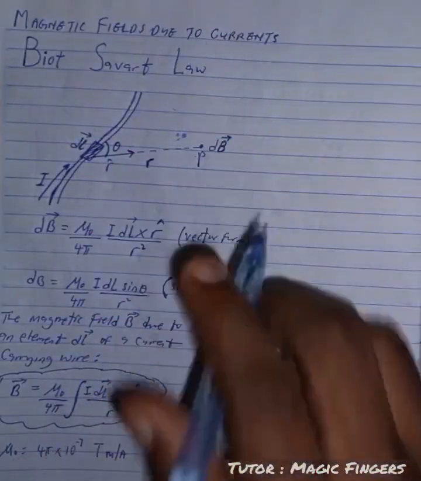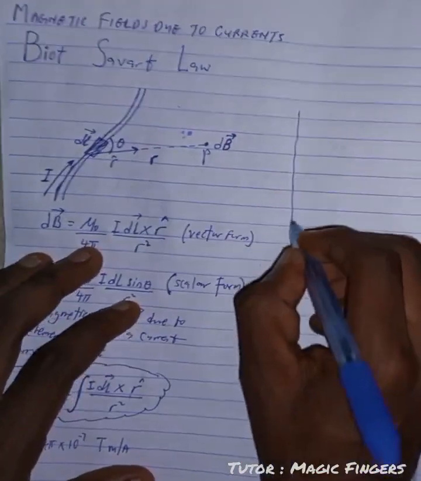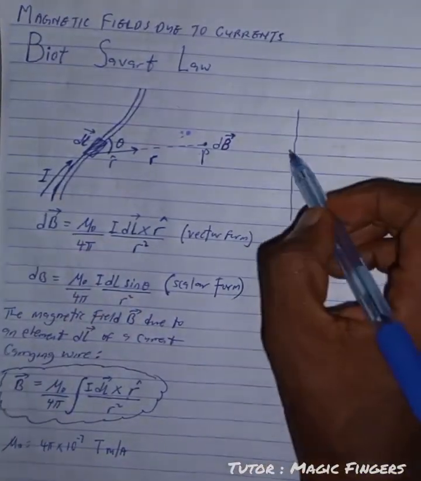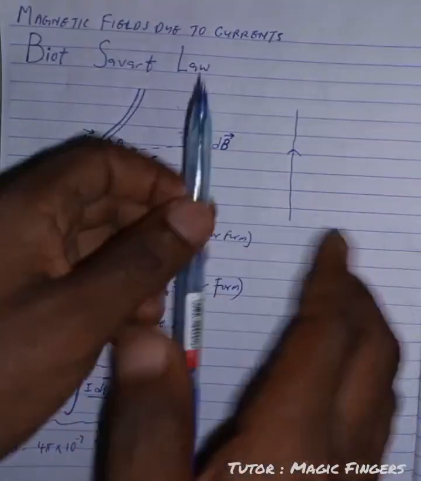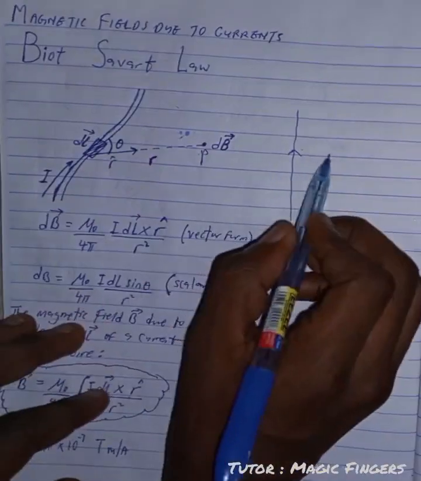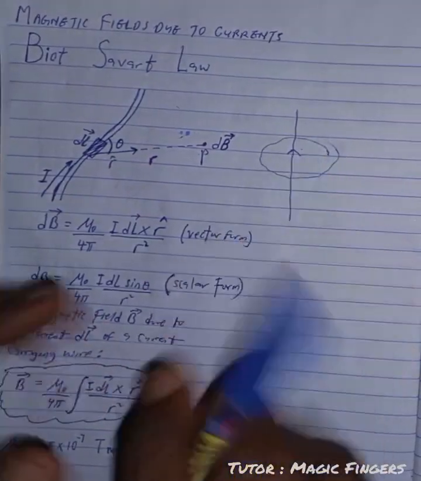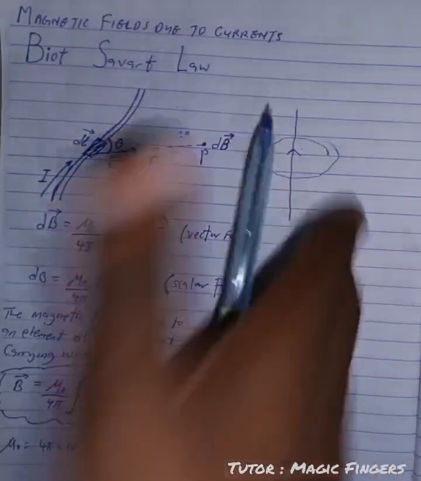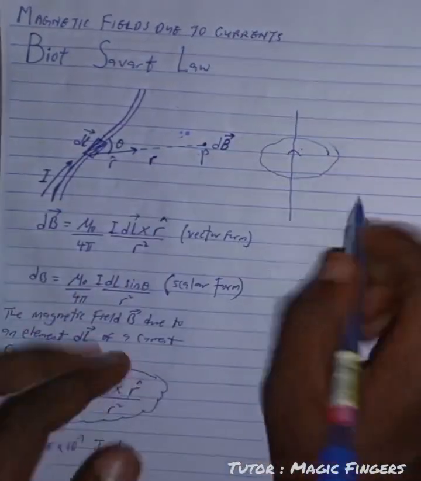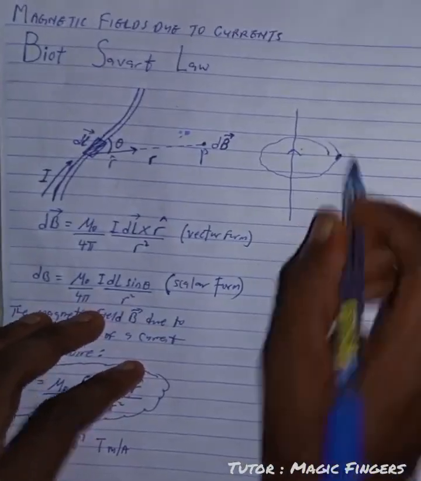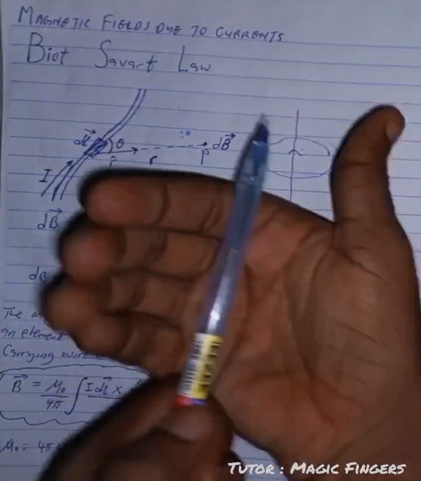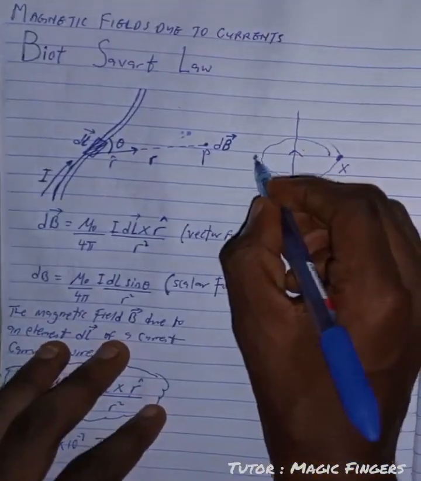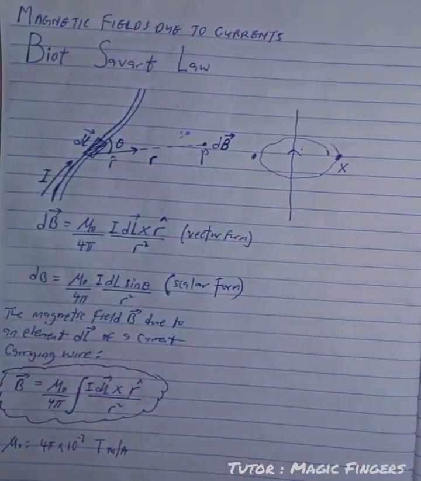Do you see that? Now let me say this is my current carrying wire, for example, and current flows in this direction. Now if I grasp it this way, you see that my magnetic field will be going this way like this. Observe, it will be going this way. It means that at this point the magnetic field is going inward, and at this point, it's coming outward. That is it.